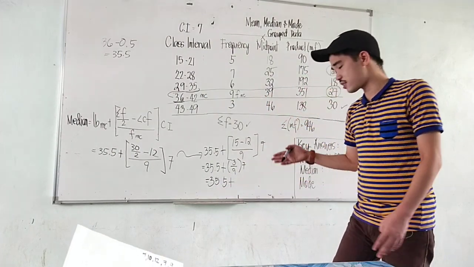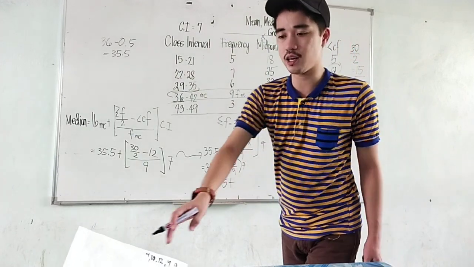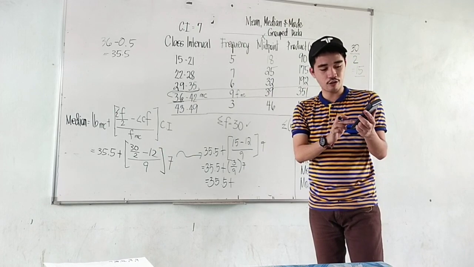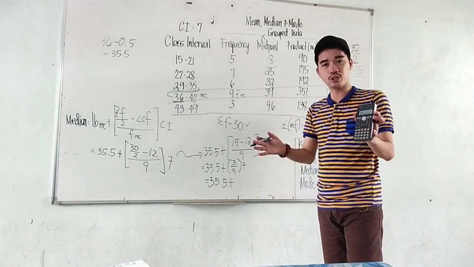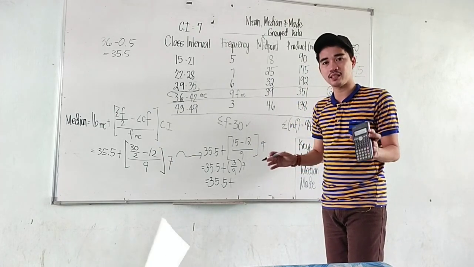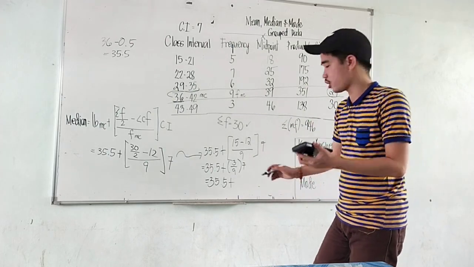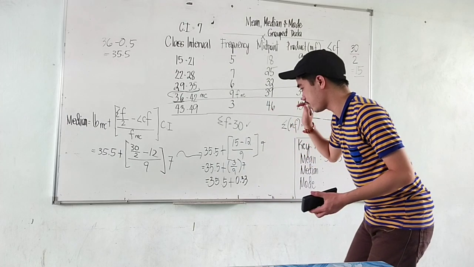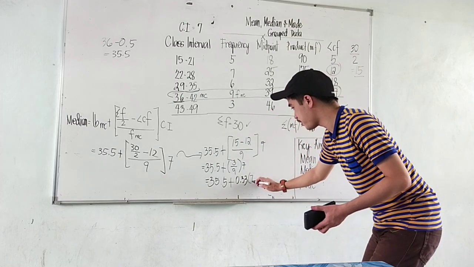35.5 plus, isolve po natin yung nasa loob para matapos na po yung nasa loob. So, we have here 3 over 9. We have at least 2 decimal places na lang po para uniform po ang ating sagot. So, we have here 0.33. Okay? Multiplied by 7.